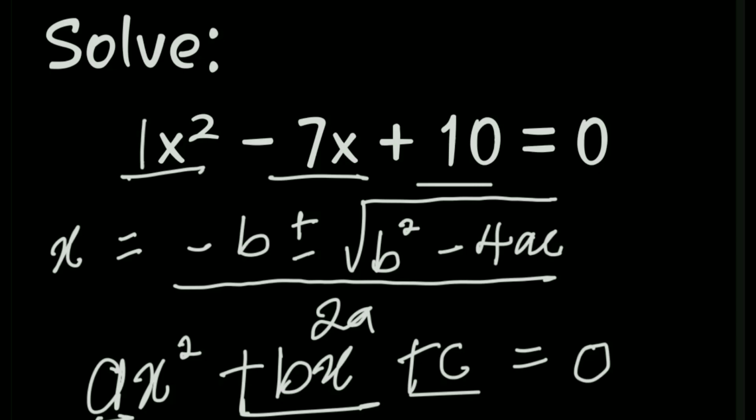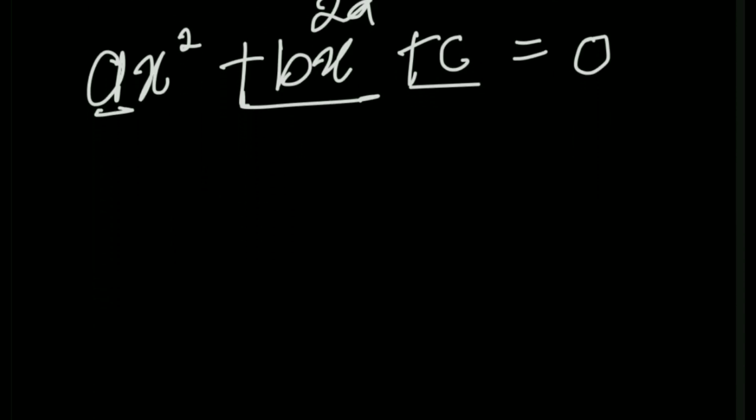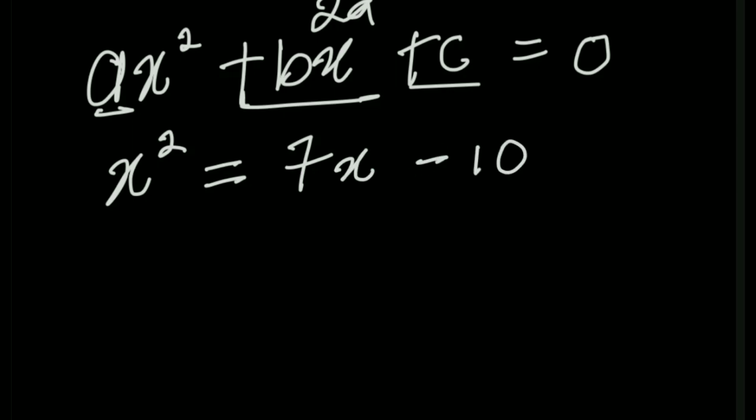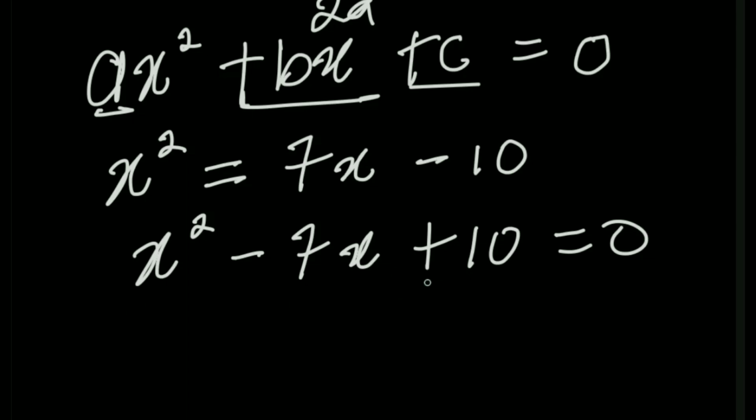But for other quadratic equations that are not rearranged in this way, the first thing to do is to rearrange so that it is equal to 0. What I mean is, imagine you have a problem like x squared equals 7x minus 10. The first thing to do here is to rearrange it so that it is equal to 0. And so this would be x squared minus 7x plus 10 equals 0. With this, you can get the values of a, b, and c, and then you substitute in the formula.